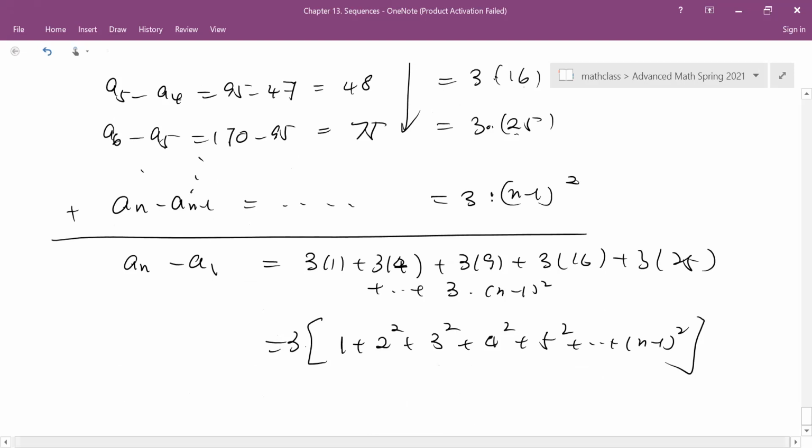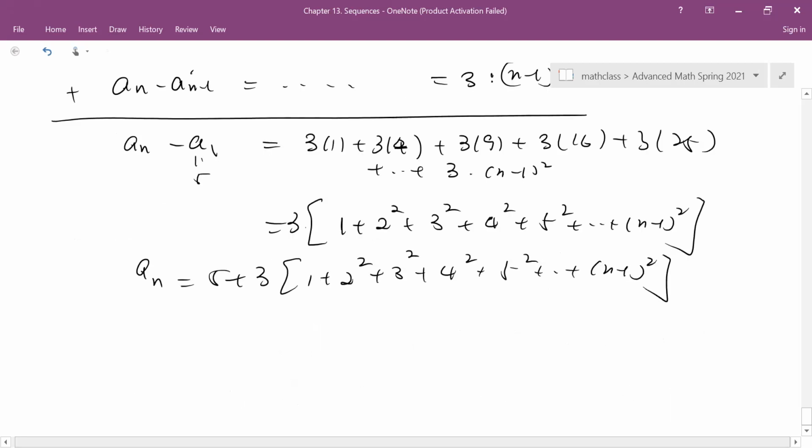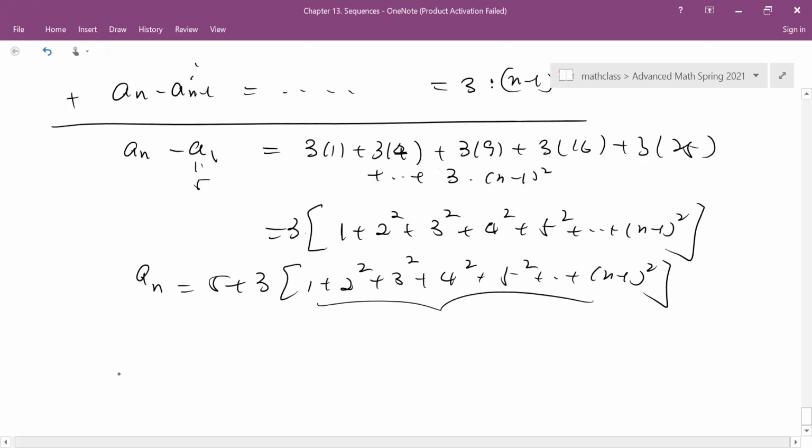a_1 is 5. So that's why a_n equals 5 plus 3 times (1 plus 2 squared plus 3 squared plus 4 squared). Okay, so you get this one. Now I'm not satisfied with this answer because we really need to know how to combine them. In some cases you can. So we do have a formula here.